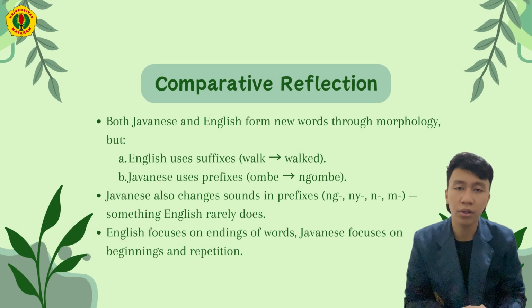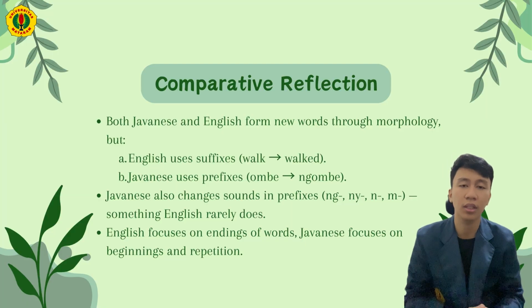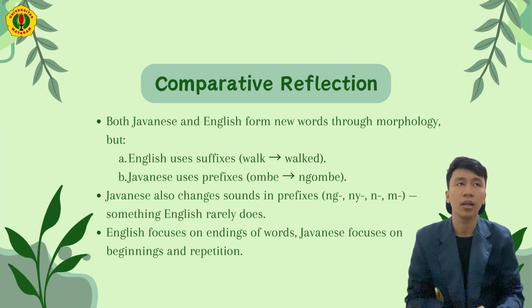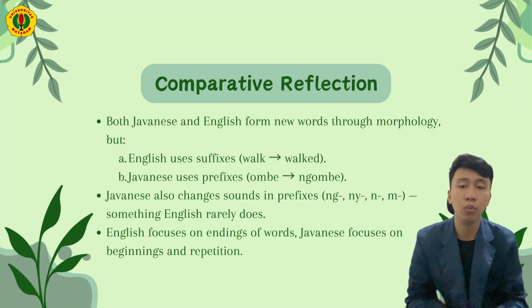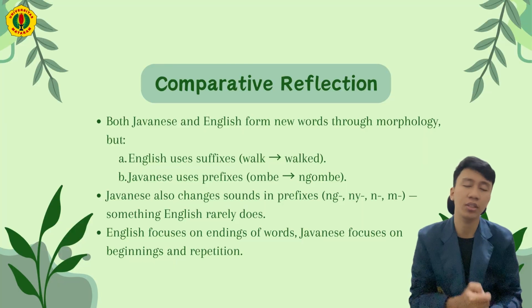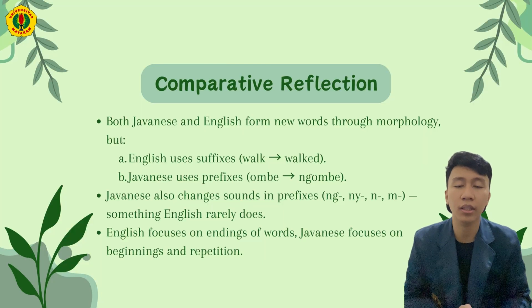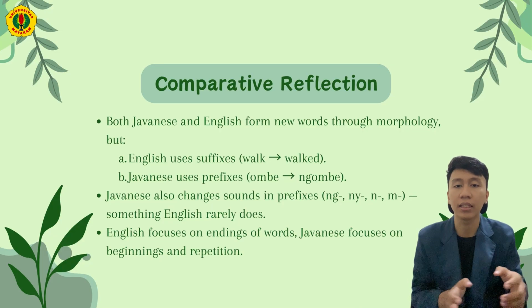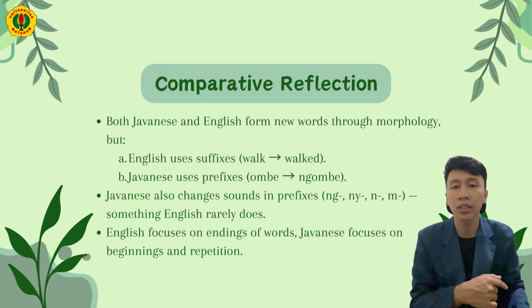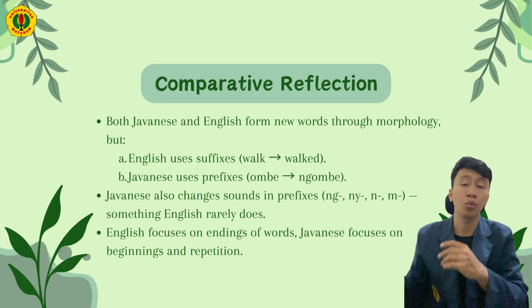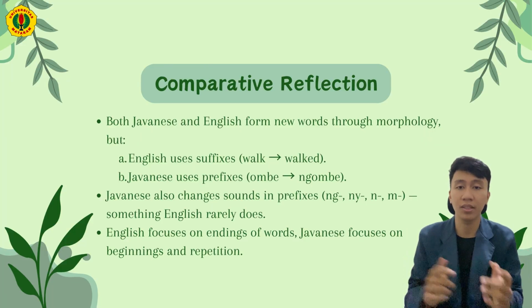So now I will compare Javanese morphology with English morphology. We know that both languages use similar processes, like affixes and compounding, but they apply them differently. In English, suffixes are much more common. For example, walk becomes walked with the ending -ed, run becomes running, and friend becomes friendship.